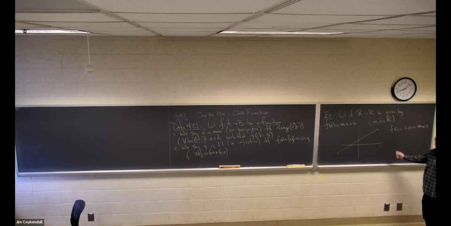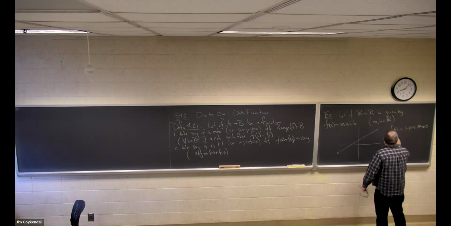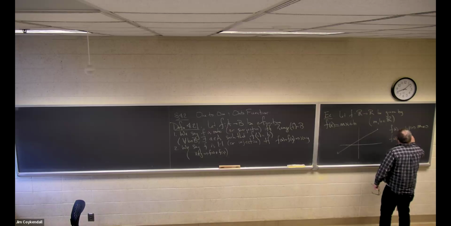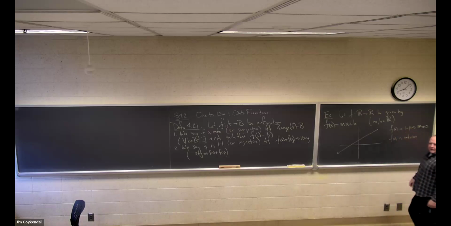We'll put this in a moment. Well, again, as long as the line has non-zero slope, it is both one-to-one and onto.